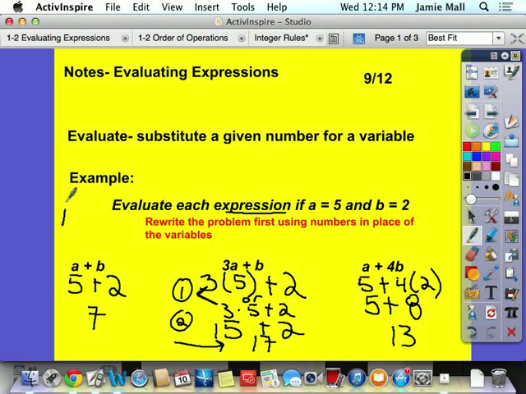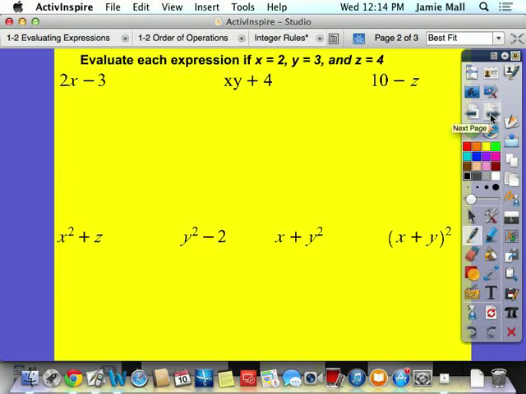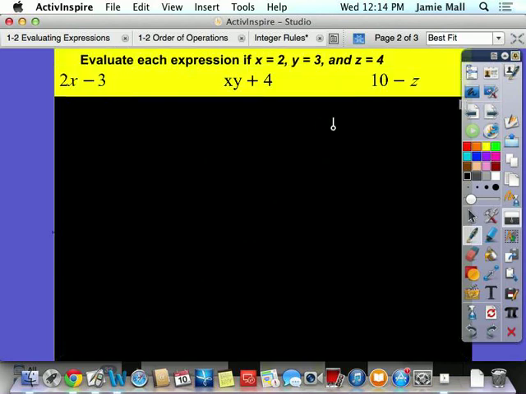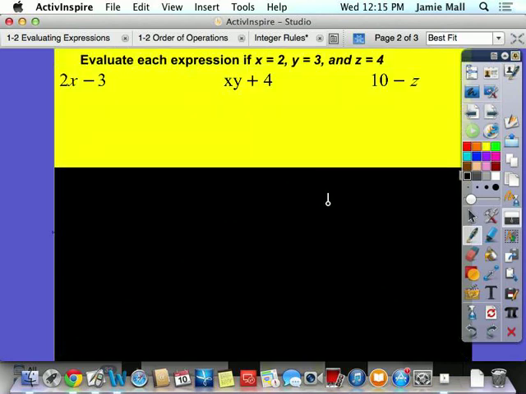So what you see here is exactly how I want you to do it in your homework and in your classwork. It is a must that you rewrite the problems first using the numbers in place of the variables. All right, the next page is going to get just a tiny bit more complicated. We're still evaluating expressions. And this time we're going to try it with 3 different values.